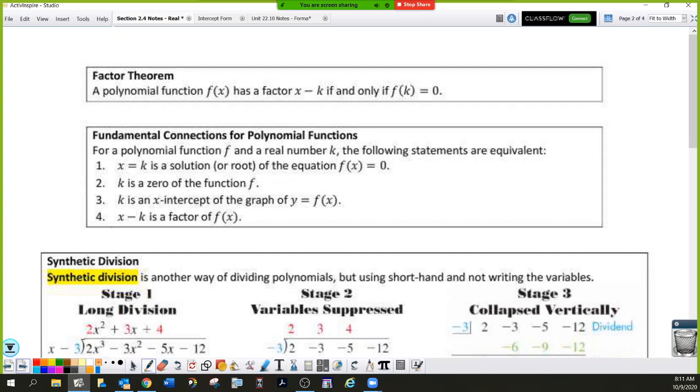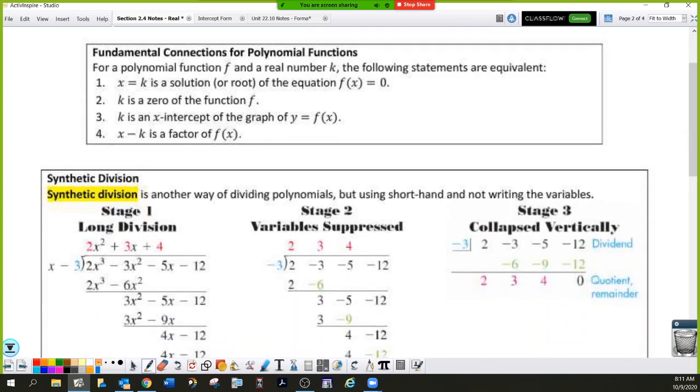Look at this box that says fundamental connections. For a polynomial function f and a real number k, the following statements all say the same thing. X equals k is a solution or a root of the function f of x equals 0. K is a 0 of the function. K is an x-intercept of the function. X minus k is a factor. You see, all these things say exactly the same thing. That's why every time I've mentioned x-intercept, I've said solution, x-intercept, root, 0, because they all basically mean exactly the same thing.